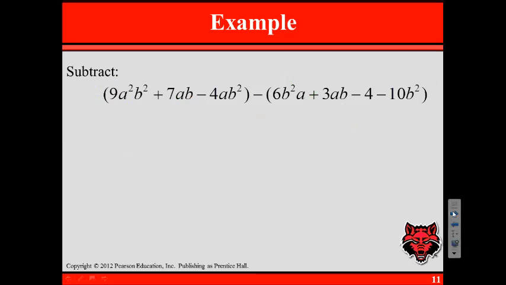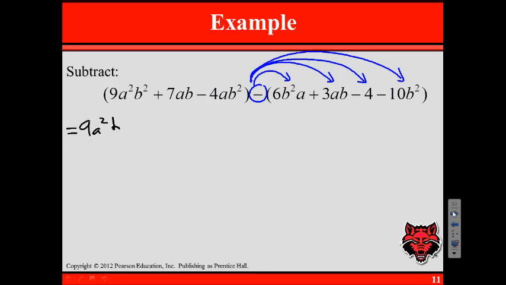In the next example, we are told to subtract. And remember, the first step in subtracting is to move the minus sign through to the terms that are being subtracted. In doing so, all of those signs will change. So we drop parentheses, and we are left with 9a squared b squared plus 7ab minus 4ab squared. Now remember, in the second polynomial, we changed the signs. So we have minus 6b squared a minus 3ab plus 4 plus 10b squared.